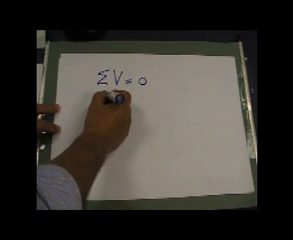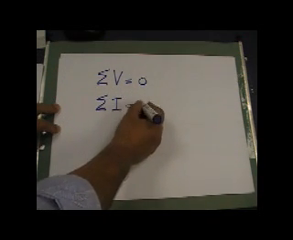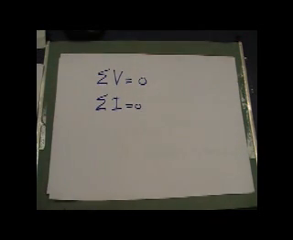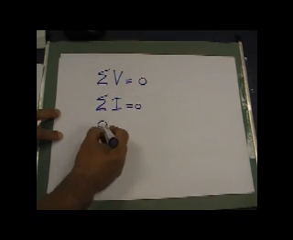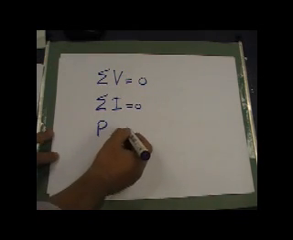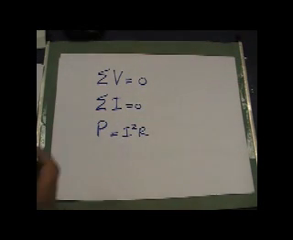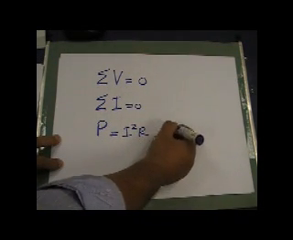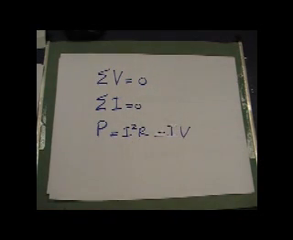And the second rule: the sum of the currents around a point or a junction must be equal to 0. That means the currents in must be equal to the currents out. The third point is that the power is defined as I squared R, or IV if you want. If you say V is equal to IR, then this is easily seen.